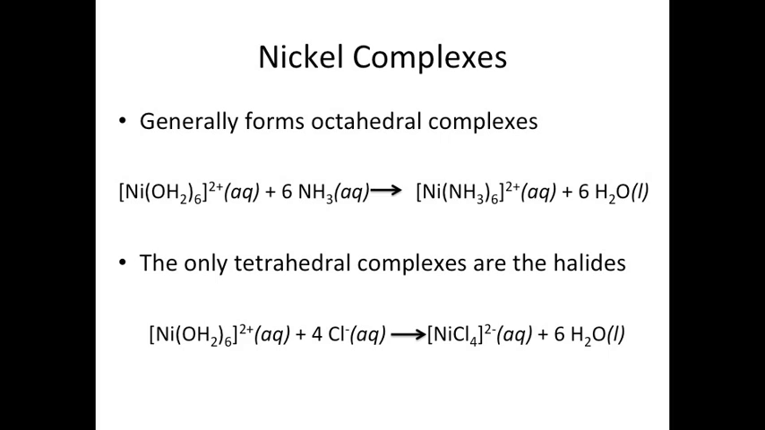Generally, nickel complexes have octahedral geometry. Hexaaqua nickel 2 ion is a pale green color, but the addition of ammonia yields the blue hexaamine nickel 2 ion. While octahedral complexes are preferred, tetrahedral compounds in the form of halides do exist, such as the tetrachloronickelate 2 ion, formed by adding hydrochloric acid to hexaaqua nickel 2 ion.